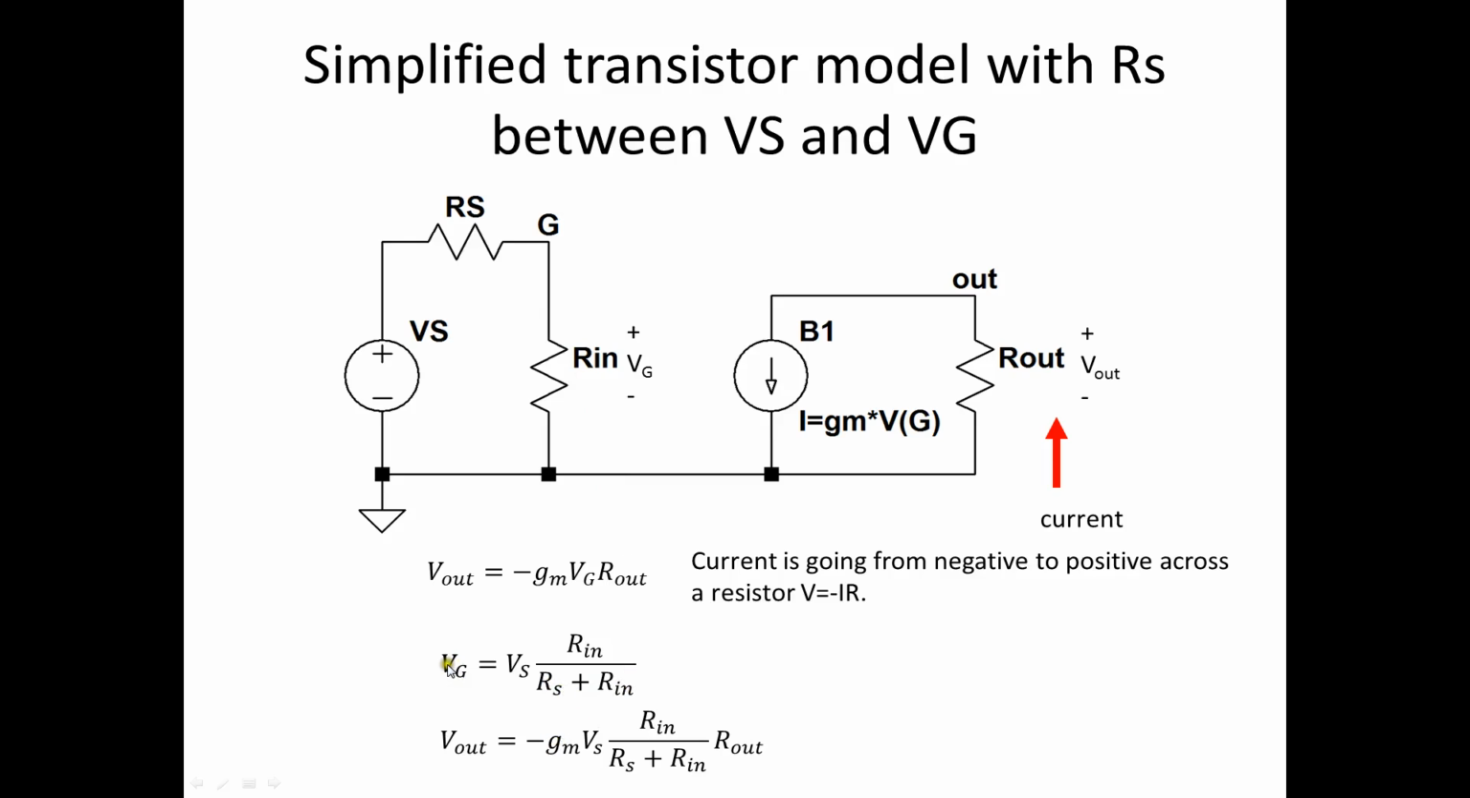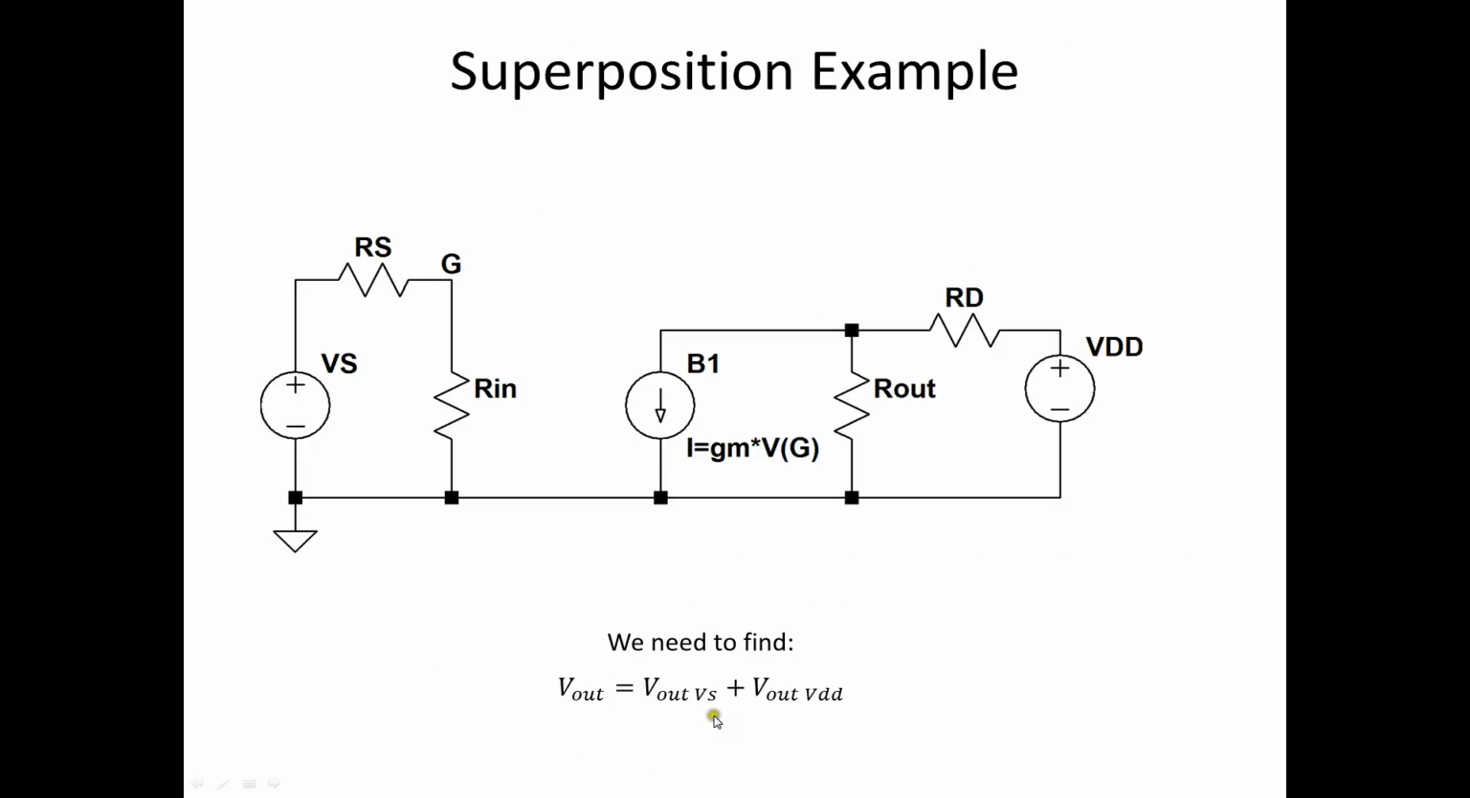So if we substitute VG into V out, we get V out equals minus GM VS Rn divided by the sum of RS and Rn, times R out. Now we can begin our superposition example, where I have a DC voltage supply here connected through RD on the output, and I have the input that I had before. So I really need to find V out that's due to this source and V out that's due to VDD.